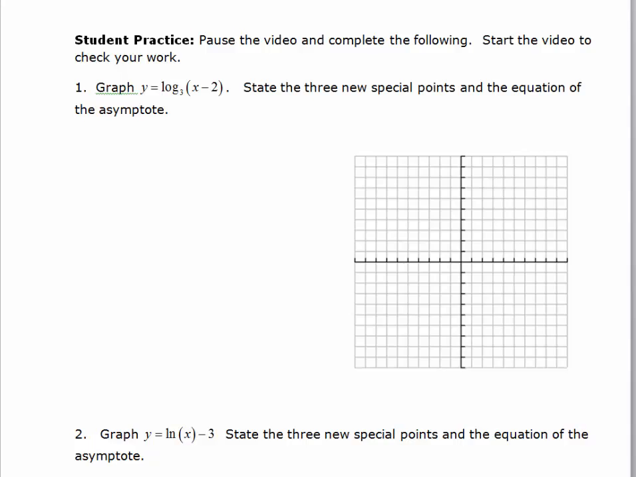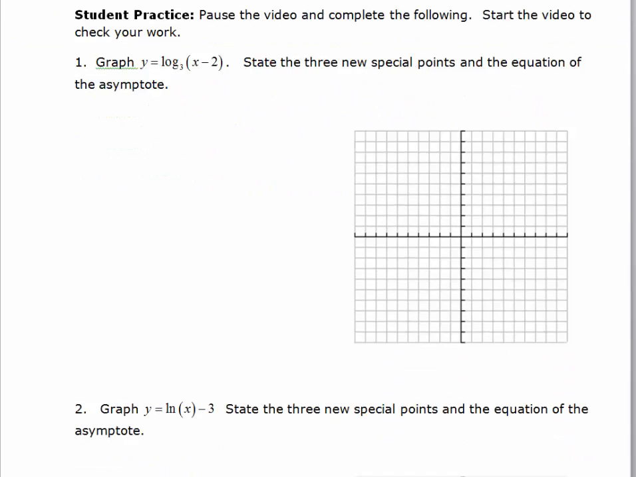So now I'd like you to pause the video and practice some problems on your own, and then turn the video back on to check your work.